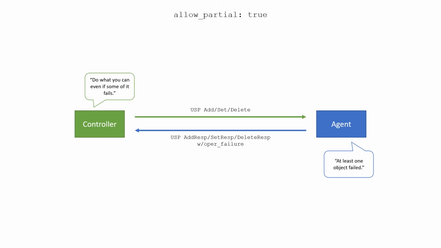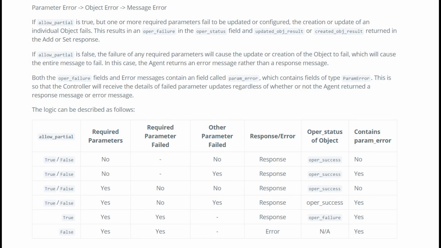The behavior of allow partial and required parameters is outlined in detail in the messages section of the USP spec, with a helpful table that explains the different permutations of allow partial, required parameters, and the response behavior of the agent.